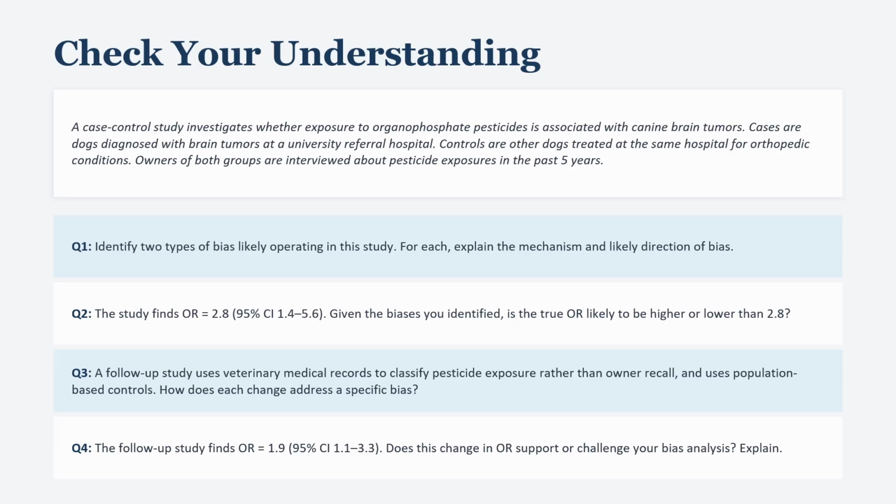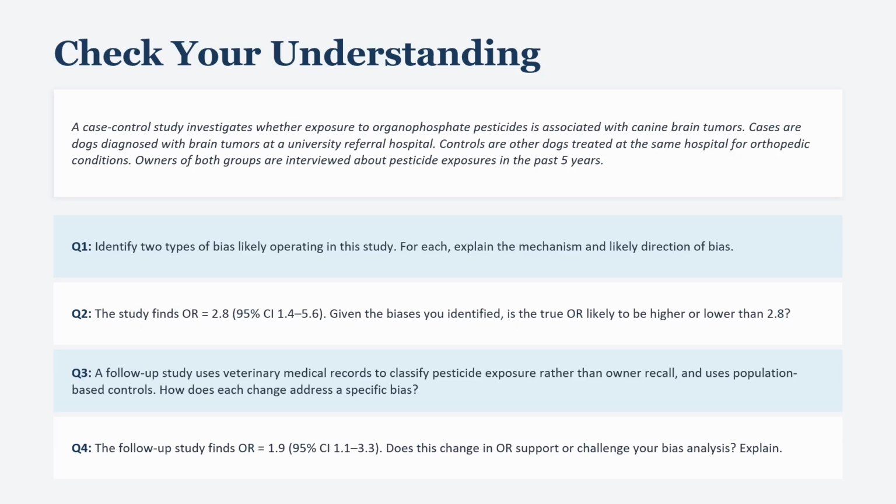Given that recall bias is the most operationally significant bias in this design and it inflates the OR, the true OR is likely lower than 2.8. The 2.8 is probably an overestimate of the true association. However, because the 95% confidence interval excludes 1.0, even with this inflated estimate, there may still be a real association, just smaller than 2.8. Question 3. How each change addresses a specific bias.